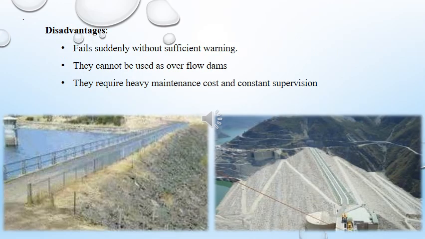But some disadvantages of these dams: they fail suddenly without sufficient warning, they cannot be used as overflow dams, and they require heavy maintenance cost and constant supervision. And the last figure shows the Tehri Dam, which is an earth and rock fill dam.